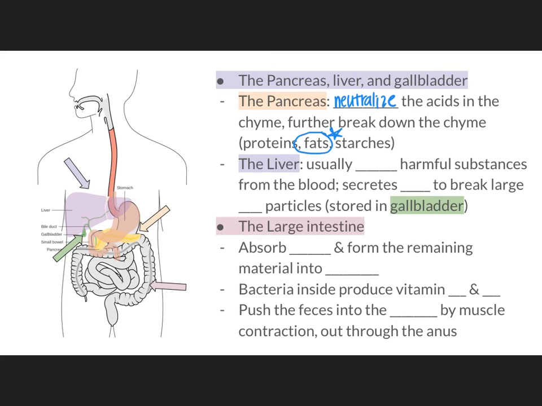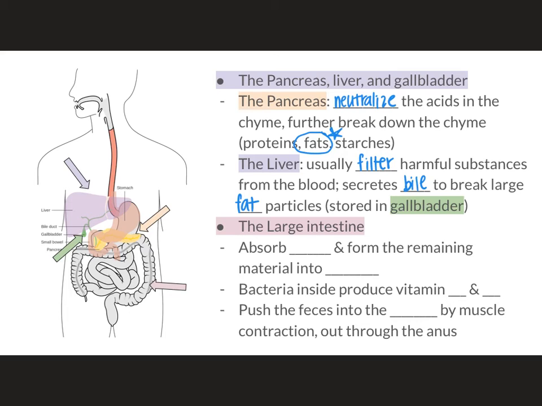The liver is important because it filters harmful substances that enter into the blood system. For example, if you drink a lot, your liver is going to be damaged because it's constantly filtering through the harmful substances inside of the alcohol. What the liver would do is secrete bile to break large fat particles, similar to what the pancreas would be doing, but it's a different type of enzyme.